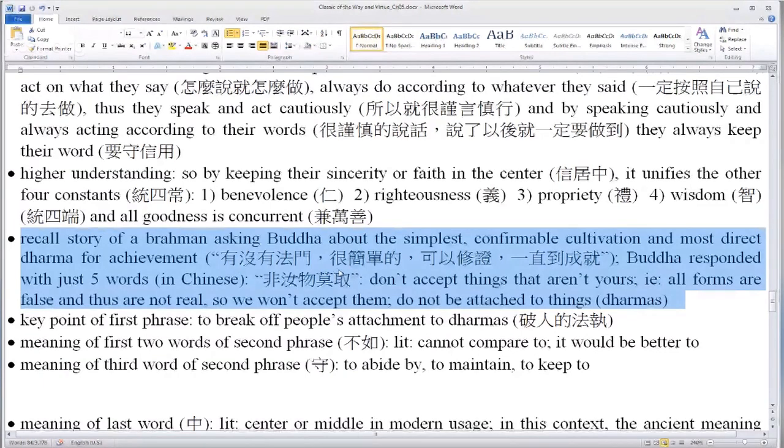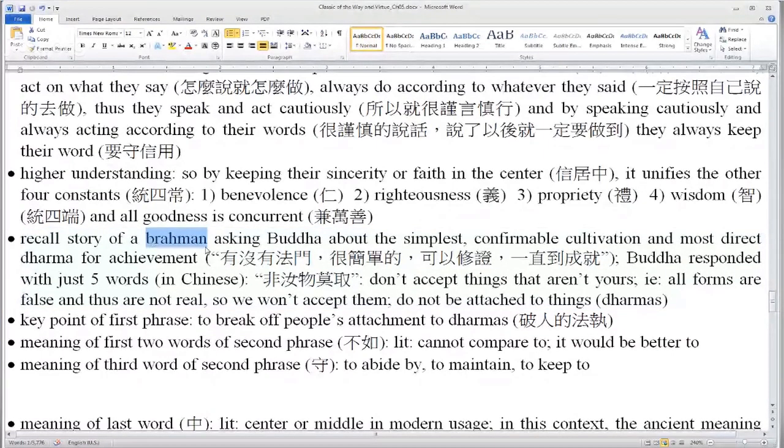So this Brahman, right? Brahman means, in ancient Hinduism, India, present-day India, a religious social class. They're the most educated, and they tend to be the priest class, or the upper class, like what we used to say.